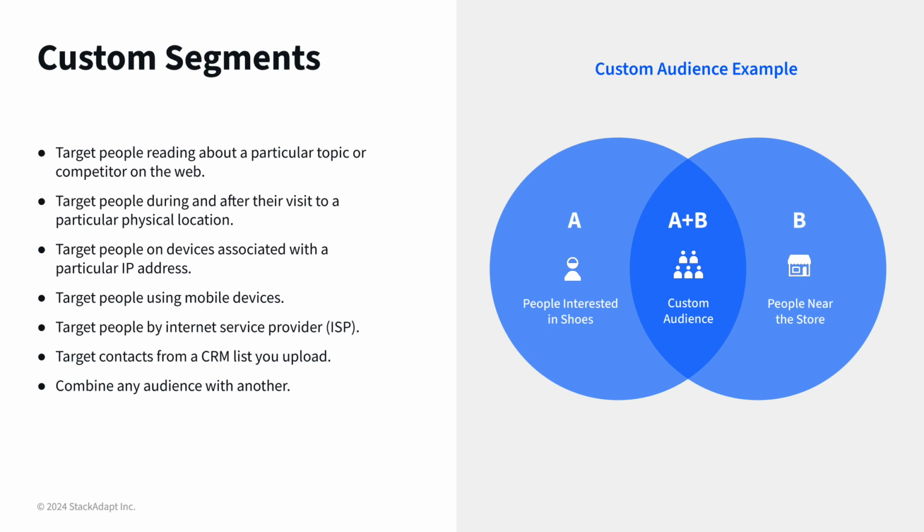These audiences give you an opportunity to target very specific users based on their characteristics, locations, or browsing habits. Custom segments also allow you to target users who are reading about a particular topic or a competitor on the web, or even target users associated with very specific IP addresses, mobile devices, or even based on their internet service provider. Depends on what kind of product you're selling and where your audience lies.